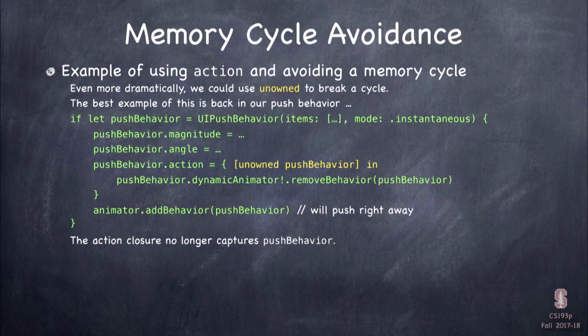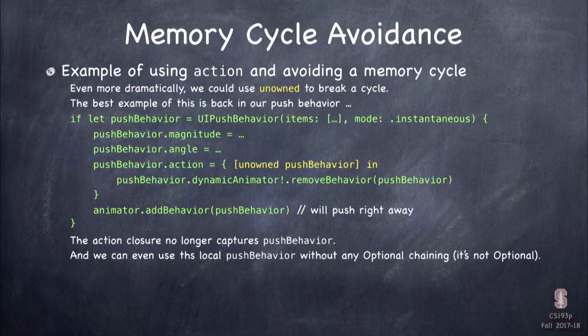Because now push behavior is no longer managed by the reference accounting system, but push behavior better be in the heap right here, okay? If it isn't in the heap, we're going to crash. But of course, push behavior is going to be in the heap there. It couldn't possibly even be executing here, its action could not be executed, if it wasn't in the heap. So we're guaranteed that push behavior is going to be there.